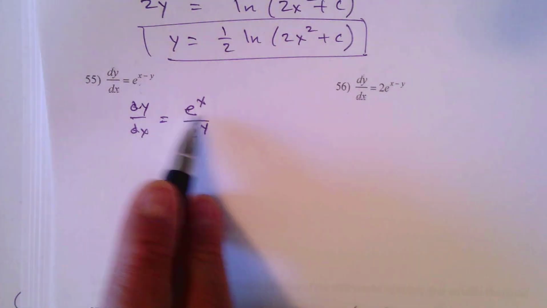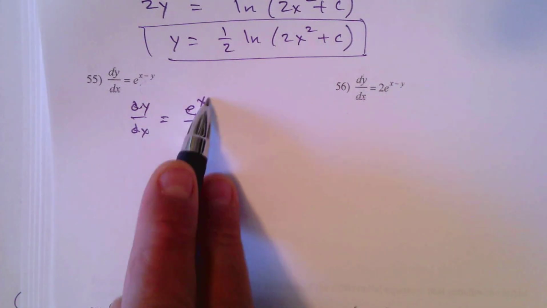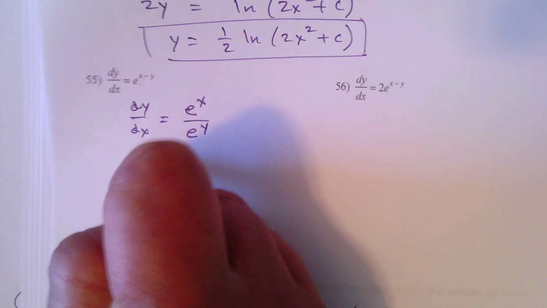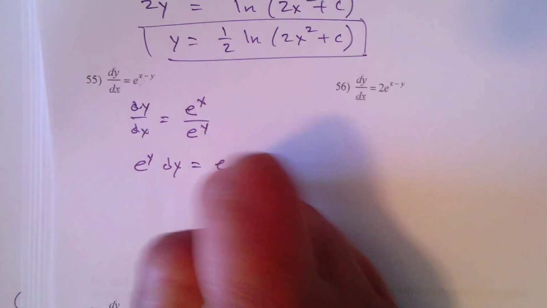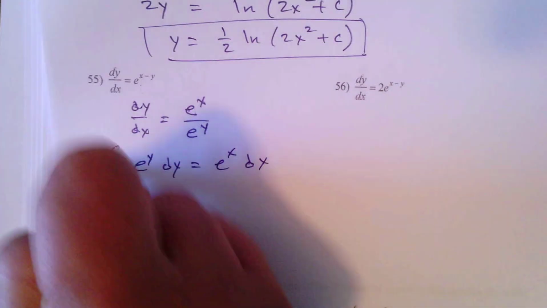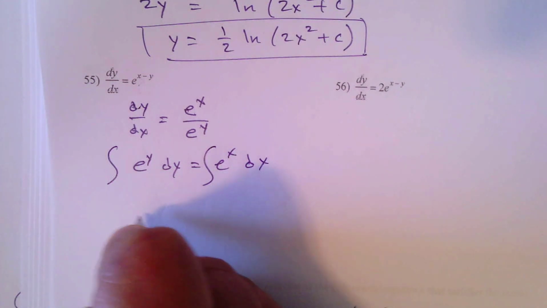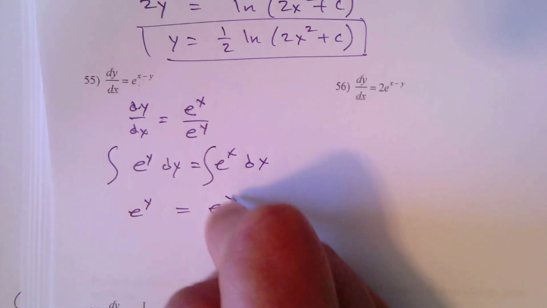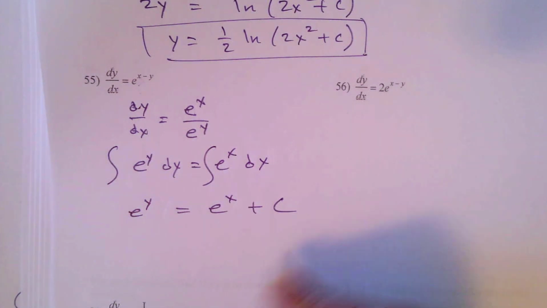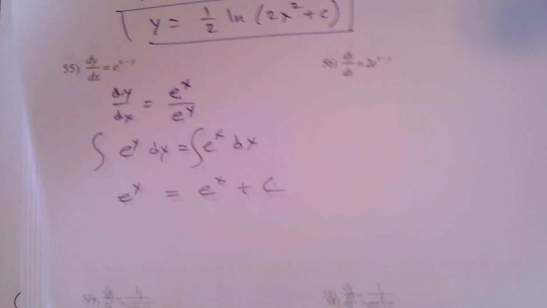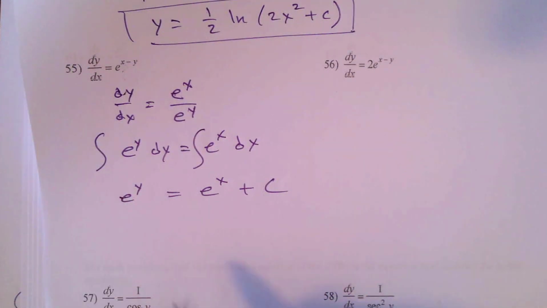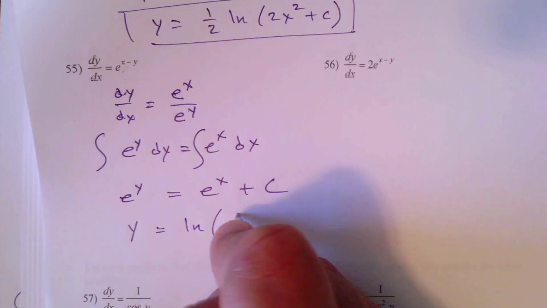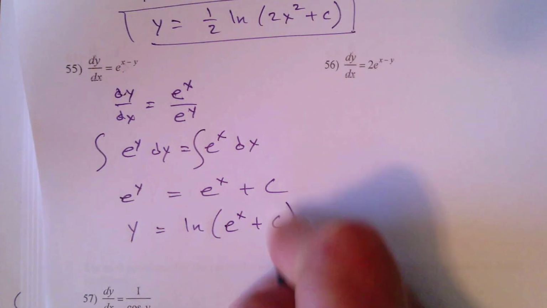So property of exponents used there to change this, so we can write it as e to the x over e to the y. And now we just have e to the y dy equals e to the x dx. Integrate both sides. This is going to be e to the y plus c. This is going to be e to the x plus c. And we're going to take the natural log then of both sides to get the y by itself. y equals natural log of e to the x plus c.